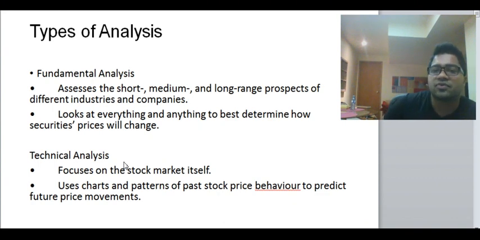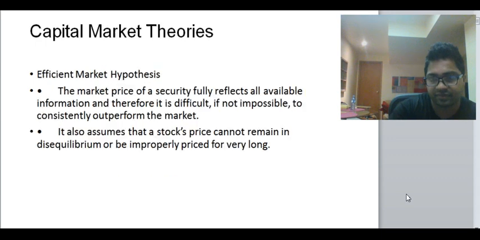Technical analysis focuses on the stock market itself. It uses charts and patterns of past stock behavior to predict future price movement. So it focuses on the market itself and tries to analyze its behavior.